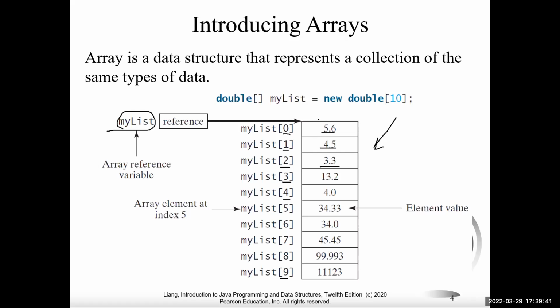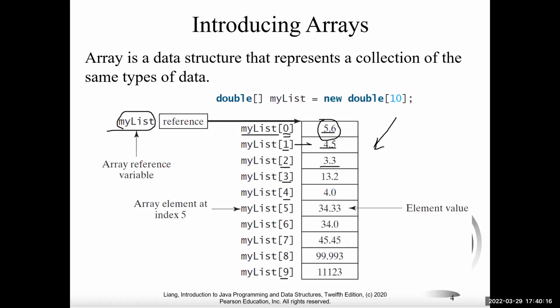To access any of these elements, we need to use the name of the array or the reference name, and then the square brackets. You cannot change that. You cannot use parentheses. You cannot use curly braces. You have to use the square brackets, and then which index you want to access. So the index is starting from 0. 0 is the index of the first element in the array.